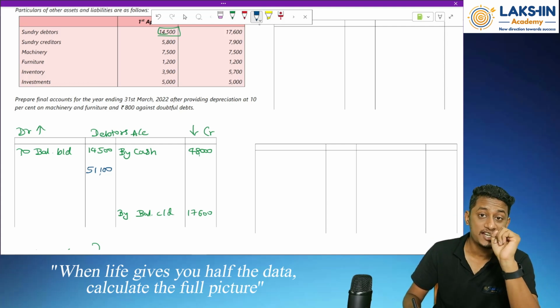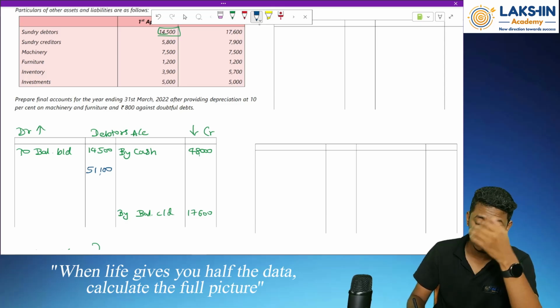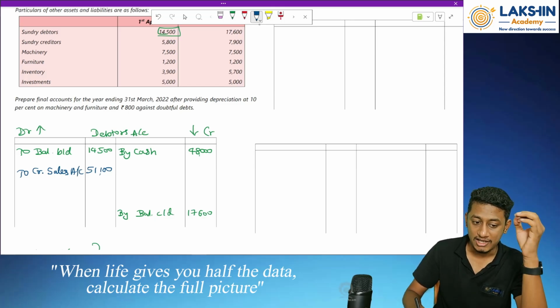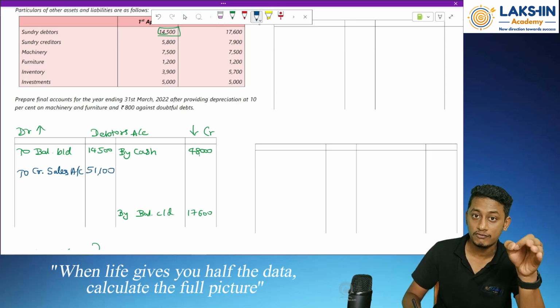So what entry might it be? What is that which increases the value of debtors? In simple terms, my credit sales, or my sales account, yes. The value of sales is something which increases the value of debtors. This is how you need to figure out what the entry might be.